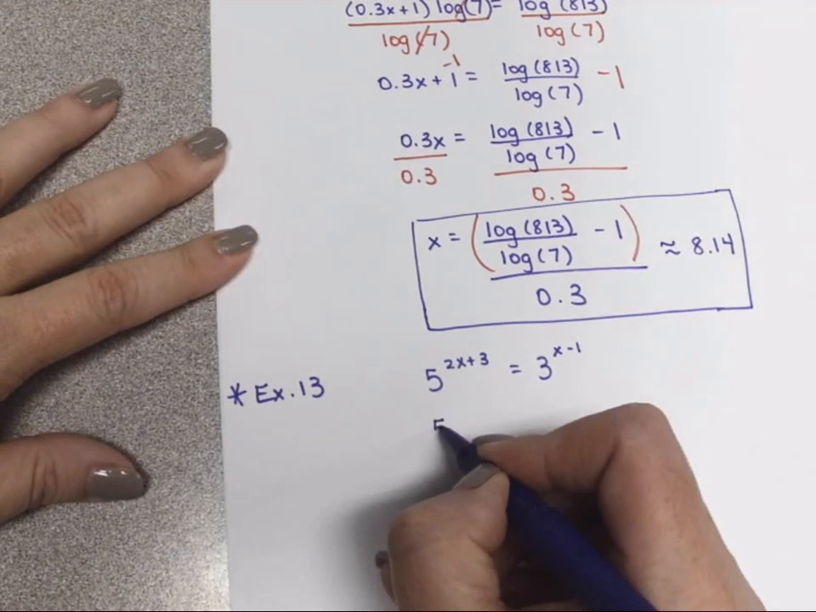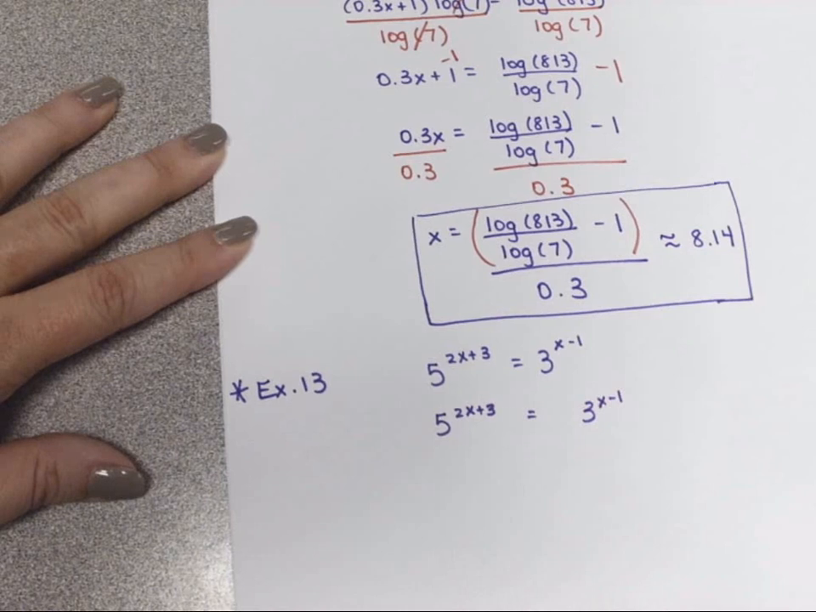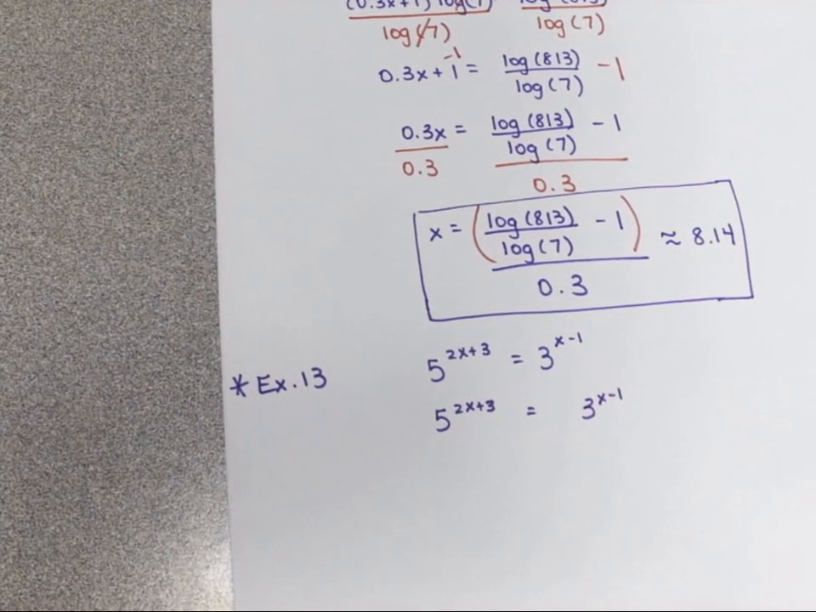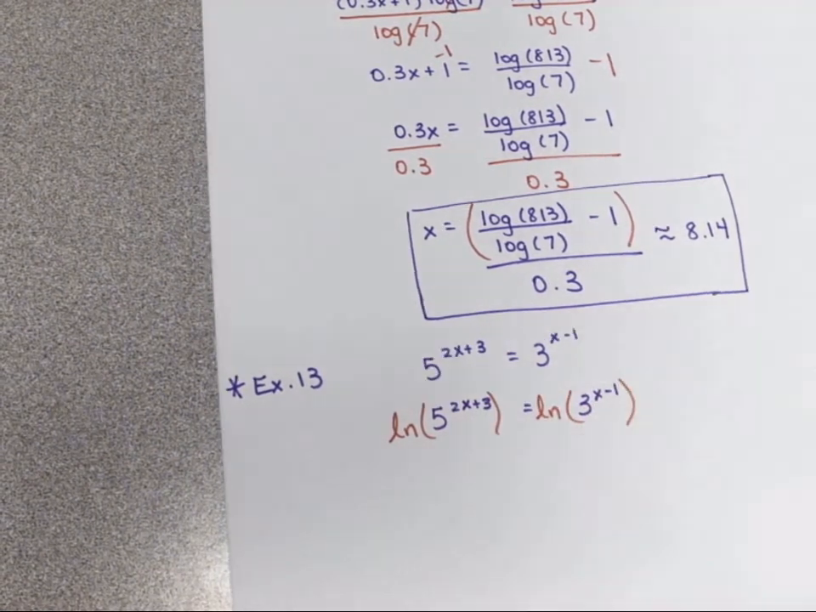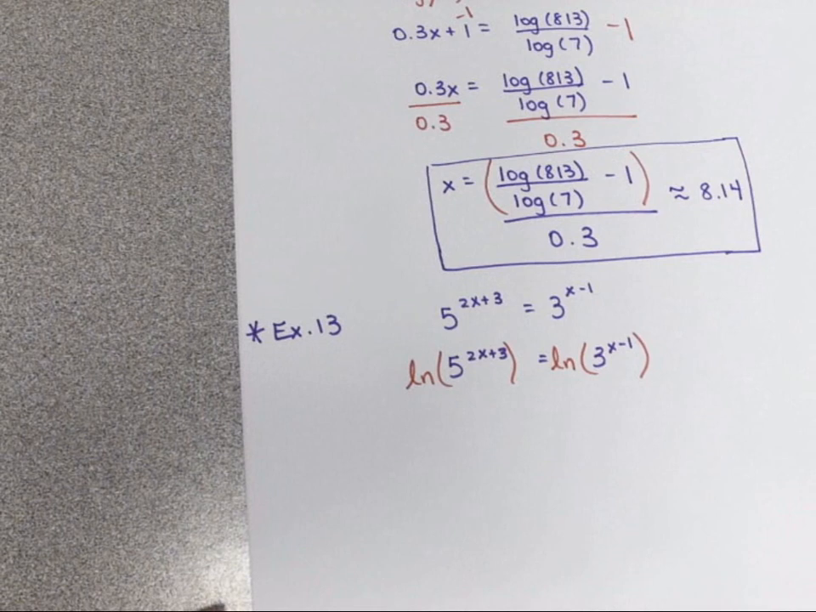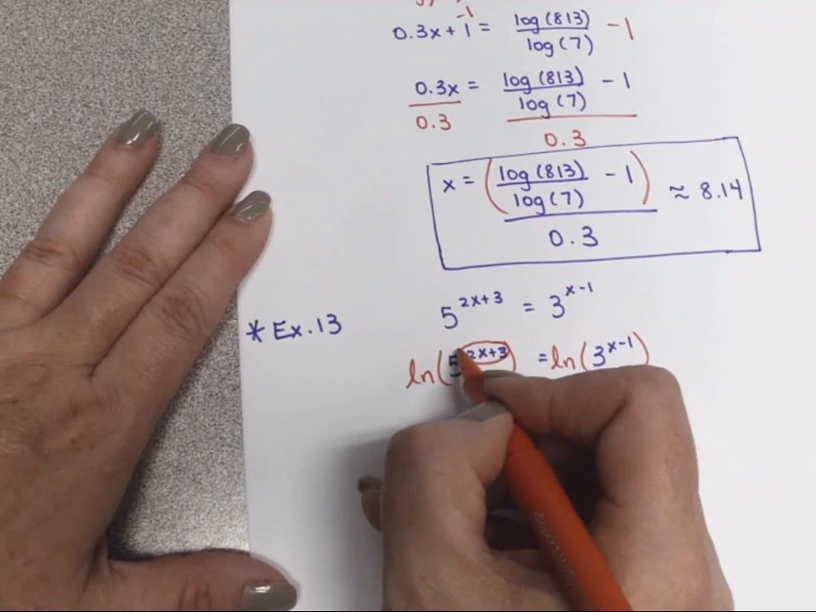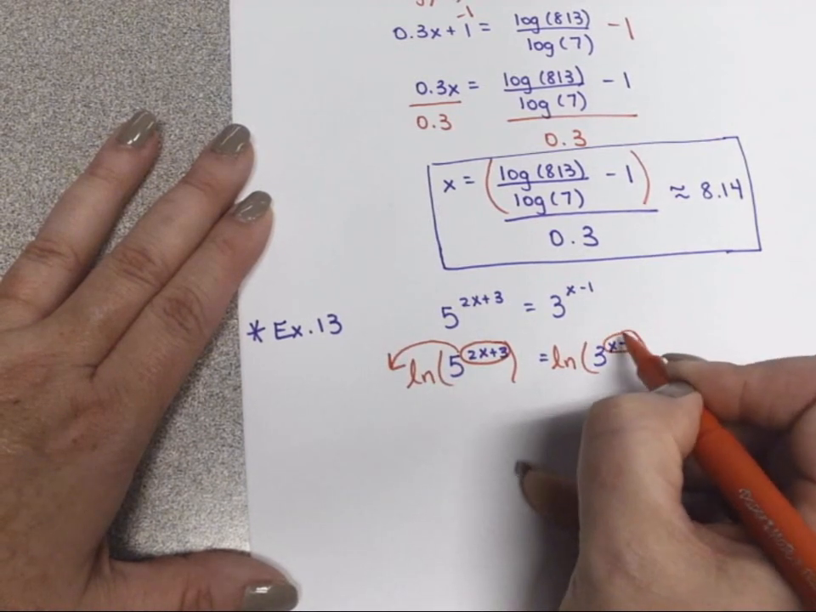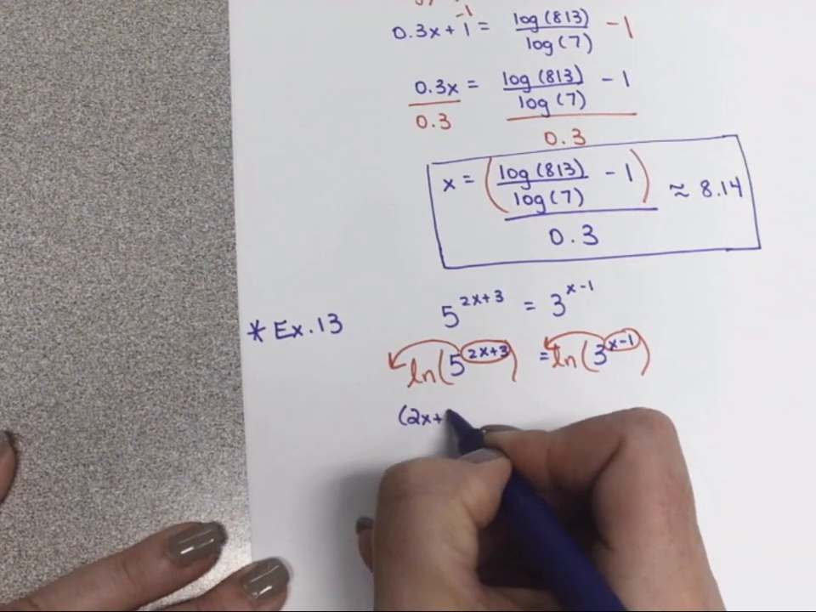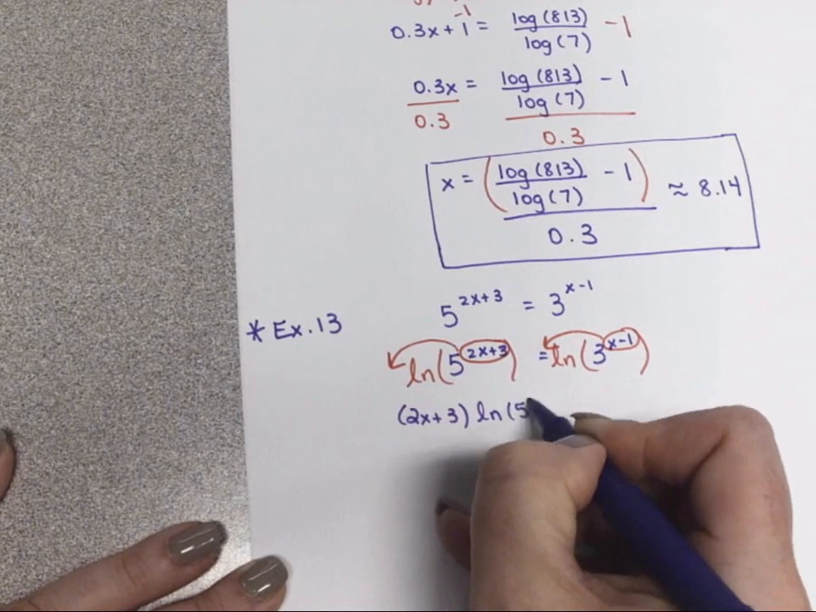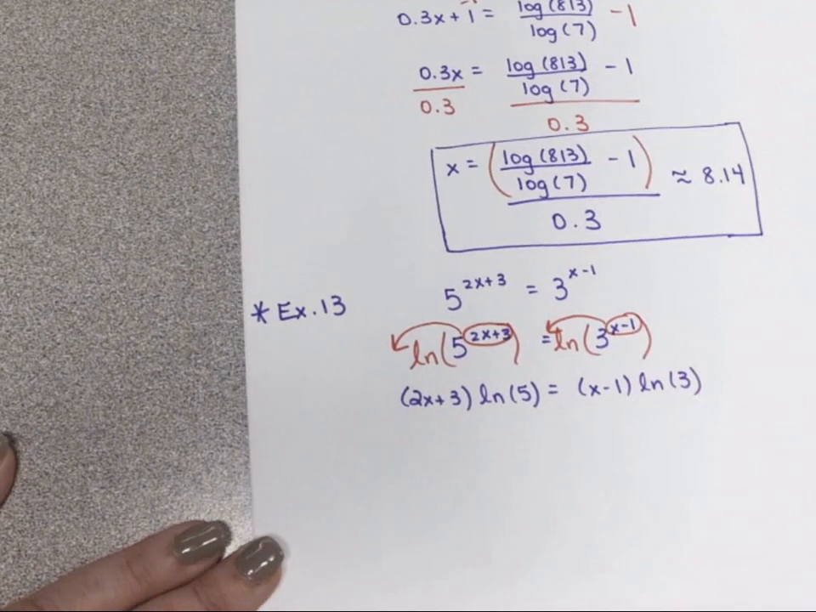So I'm going to rewrite this with a little bit of room. Okay, so it doesn't matter which log, right? Because I don't have e or 10 or anything like that. So I'm going to use ln, but just know you could have used either. So notice, what's it going to do with the exponents on both sides? It's going to move them to the front. So make sure you use parentheses. So you're going to end up with (2x plus 3) times ln of 5 on the left. And you're going to end up with (x minus 1) times ln of 3 on the right.